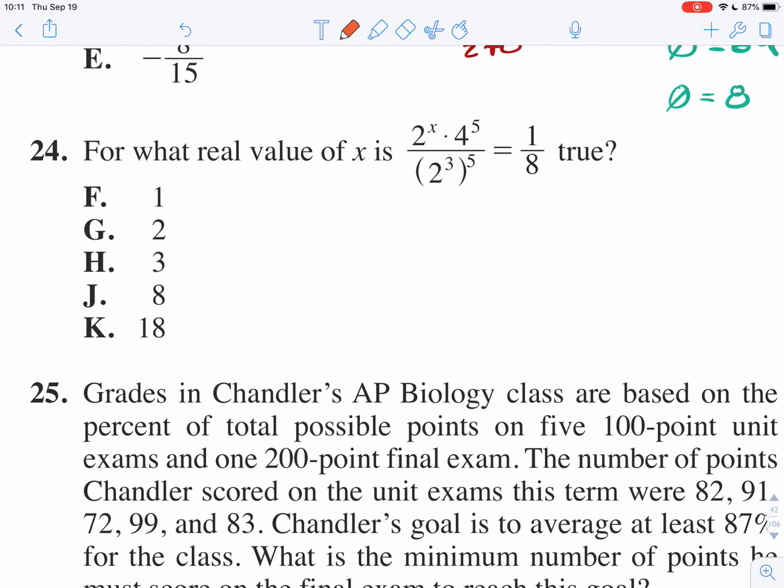Alright, 24, some of my favorite problems. Exponent problems. These always work out so cleanly. So the trick to these problems is always getting the bases to be the same.